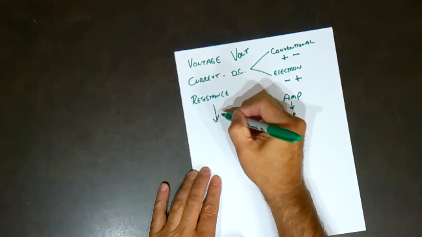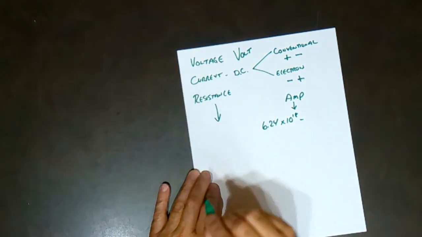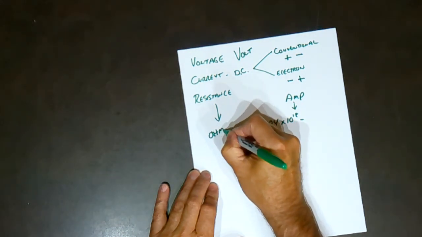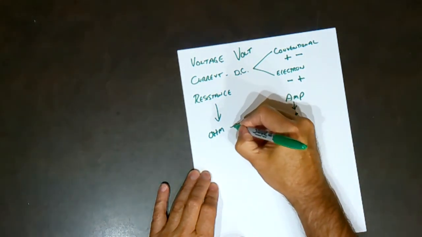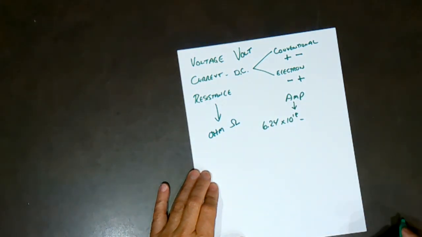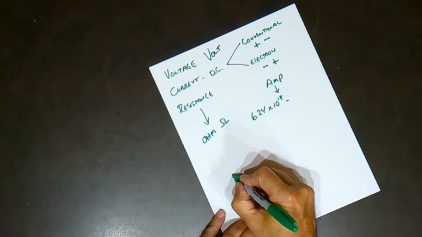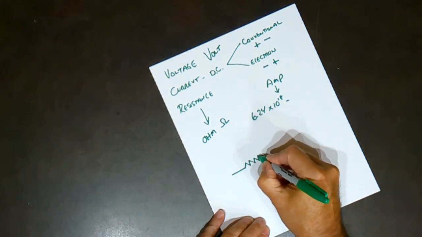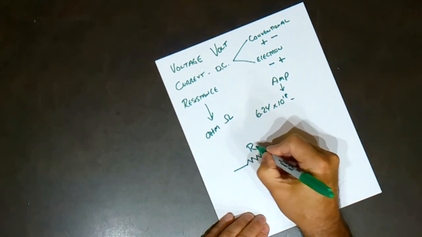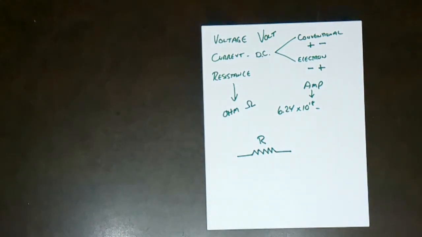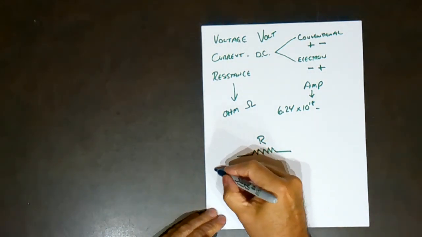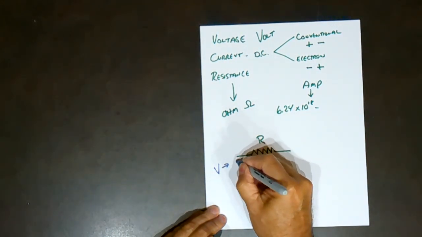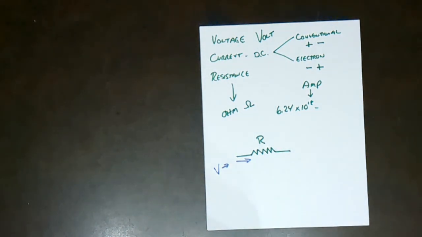We also talked about resistance. Resistance is the opposition to current flow, and the unit is the ohm, Greek letter omega. And then we talked about what is a resistor. So the resistor is the component that resists the flow of current. So if you have voltage pushing the current along, resistance is what's holding it back. So the resistance is the opposition to current flow.